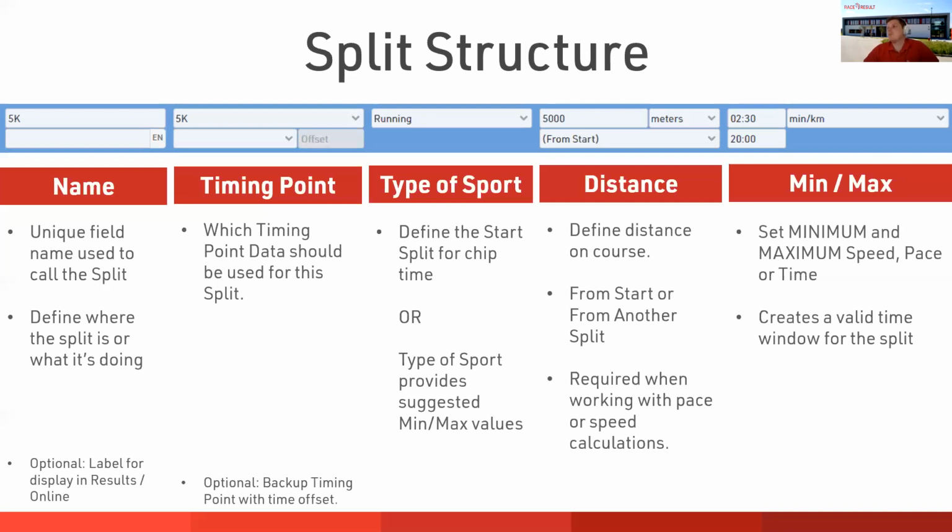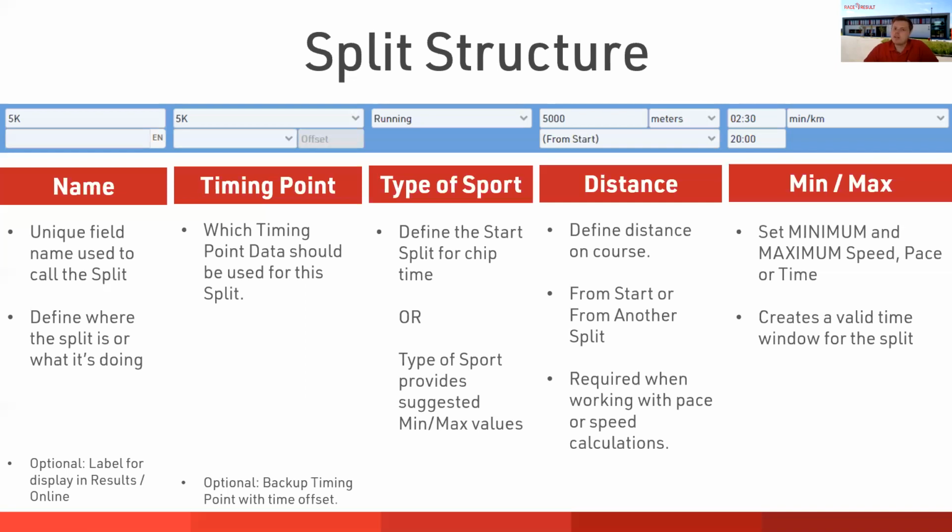The fourth option for the split structure is the distance. Apparently, you define the distance on course. And for every split, you can define the distance either from the start or from any other previous split. You can define it in meters, kilometers, miles. I think that's the 3 options. And it's really up to you.